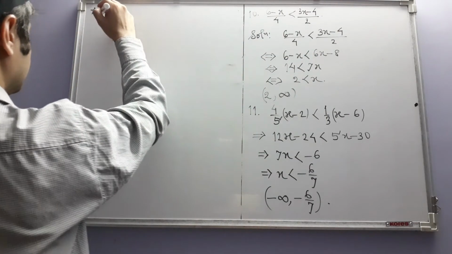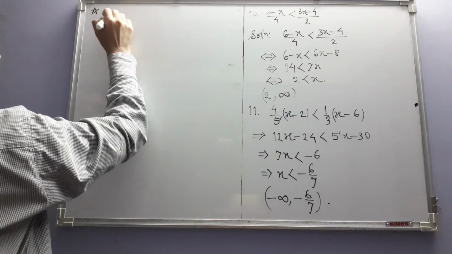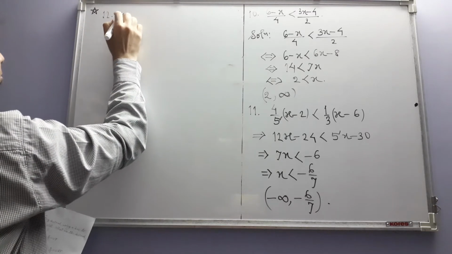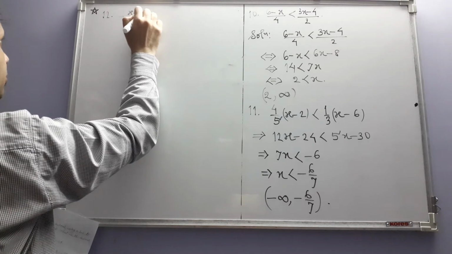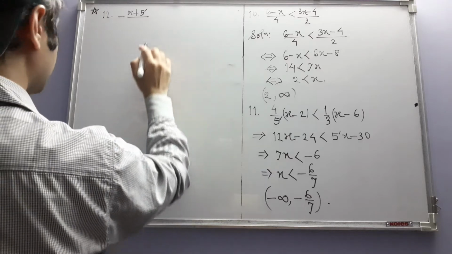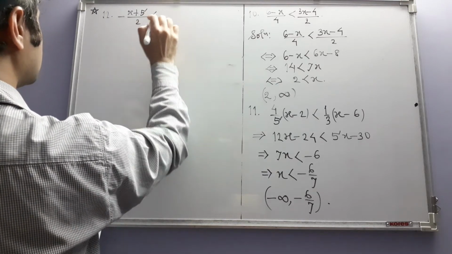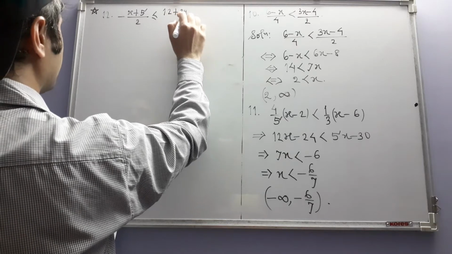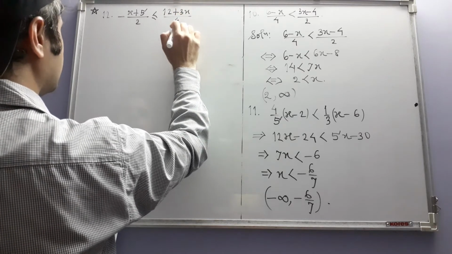And finally, number 12, minus (x plus 5) divided by 2 is less than or equal to (12 plus 3x) divided by 4.